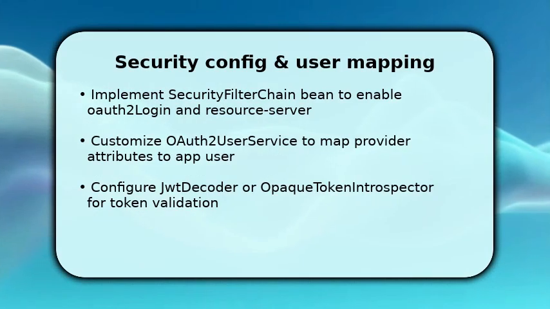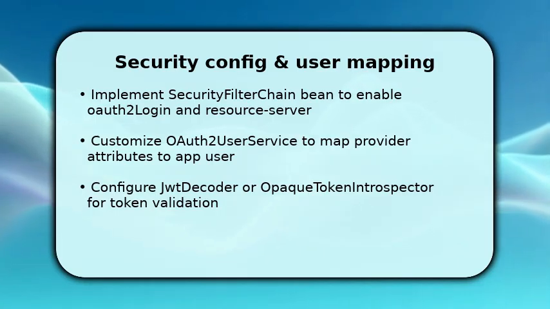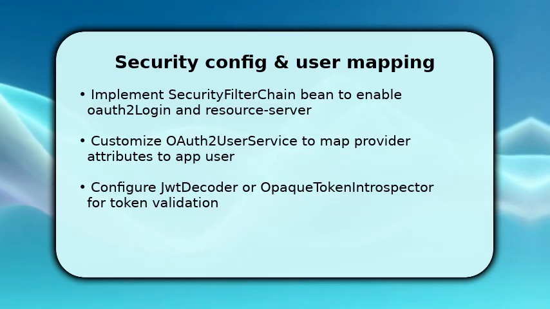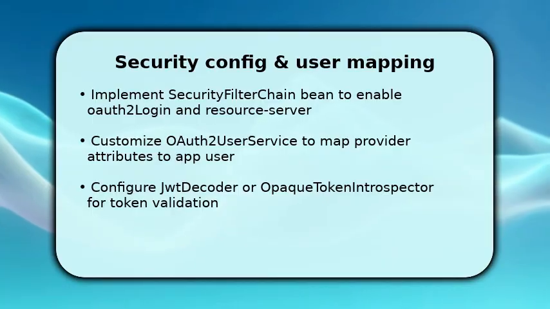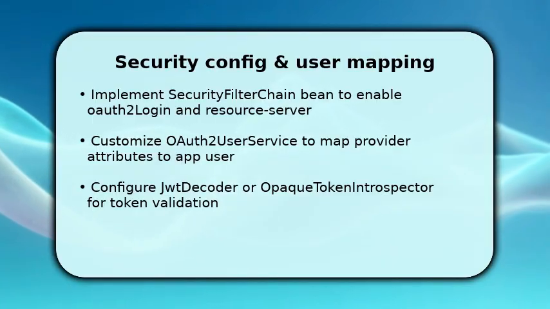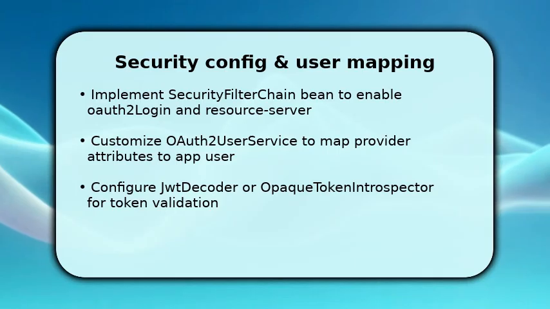Next, implement a security filter chain bean that enables OAuth2 login for interactive sign-in and also configures the resource server. If the app consumes APIs, you should provide a custom OAuth2 user service to translate provider attributes into your application's user principal and authorities, because default mappings often differ.